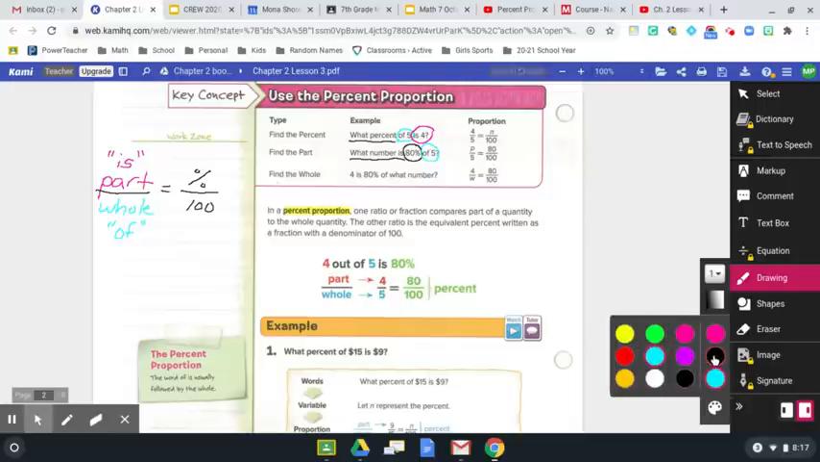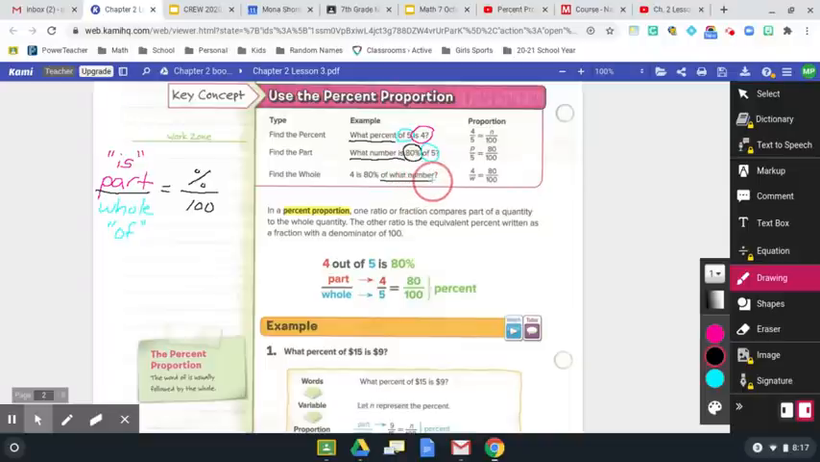Other example here, find the whole. 4 is 80% of what number? Don't know the of, you don't know the whole. And so you'll see the variable at the bottom here. That's what we're solving for. 4 is, right here, is that numerator. There's my part, 80%. There's my percent out of 100. There's my 80% out of 100.